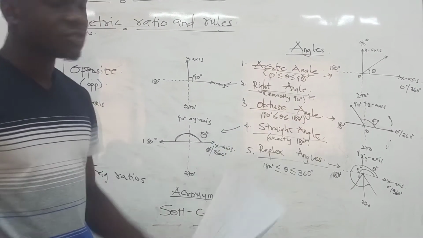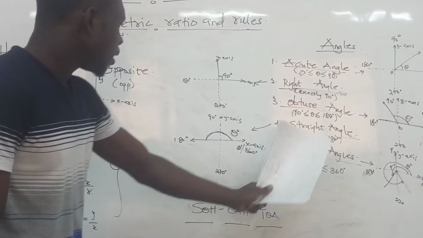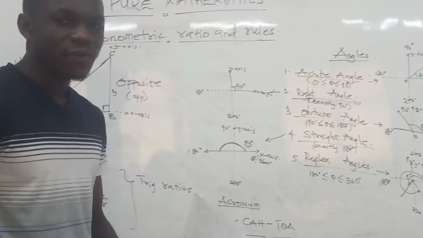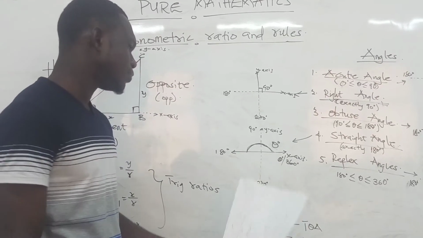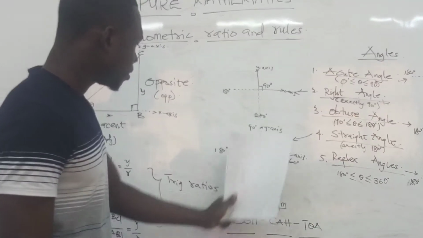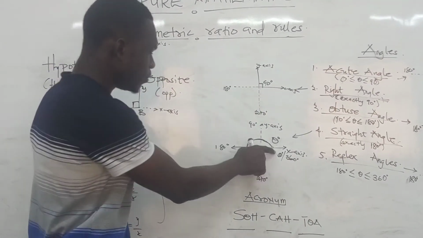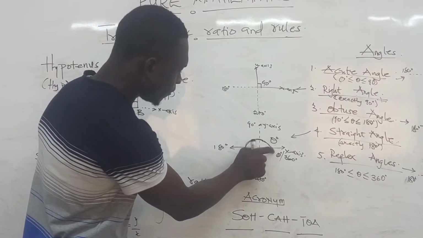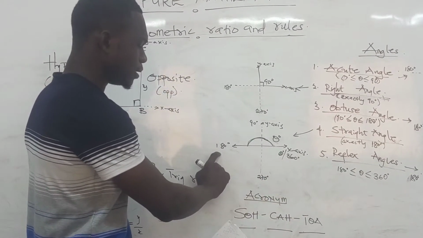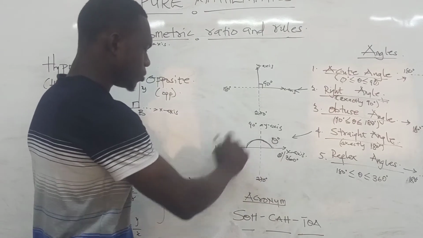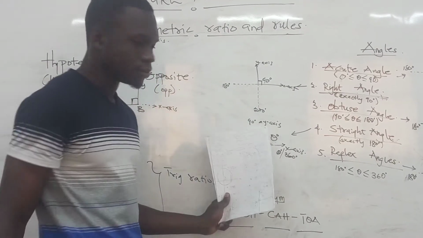Now, moving on to the straight angle. A straight angle is an angle that is exactly 180 degrees. So considering this diagram, we can see that moving from the 0 mark to 180 degrees is a straight angle.